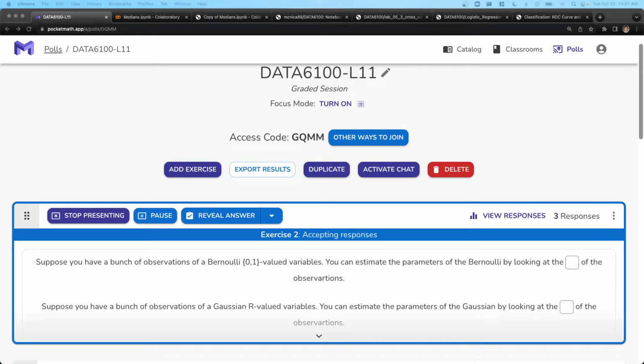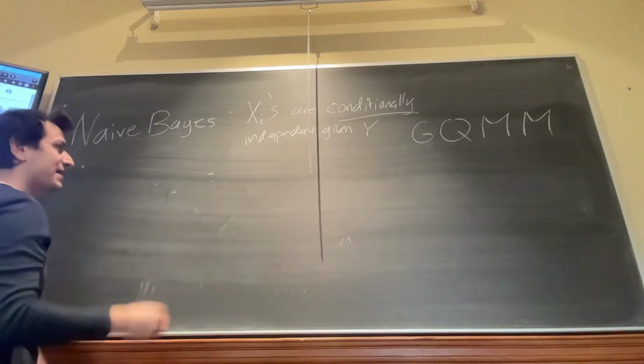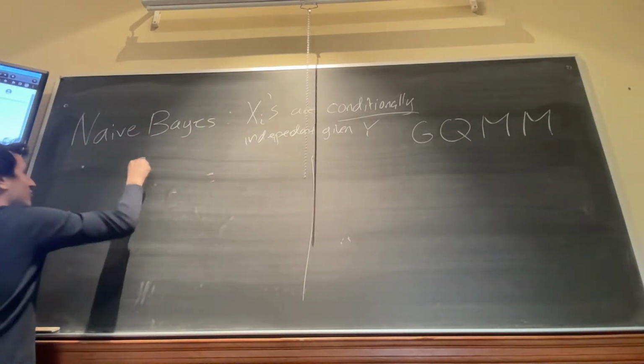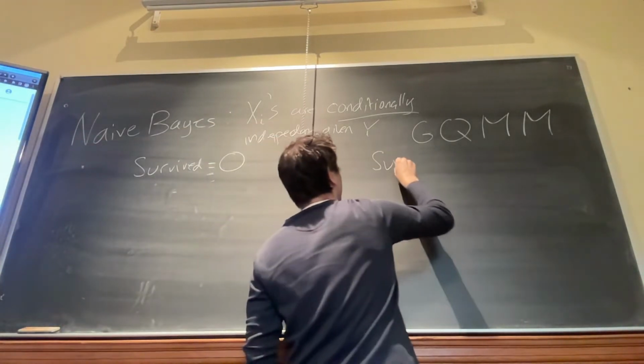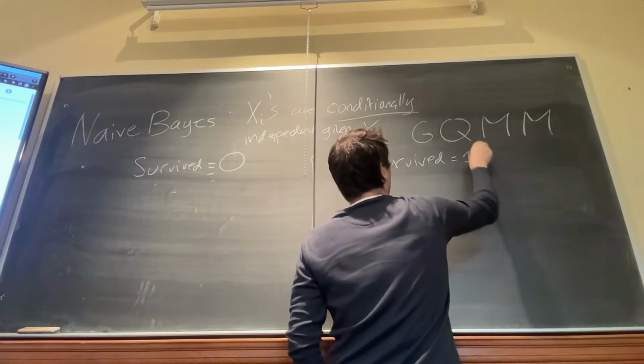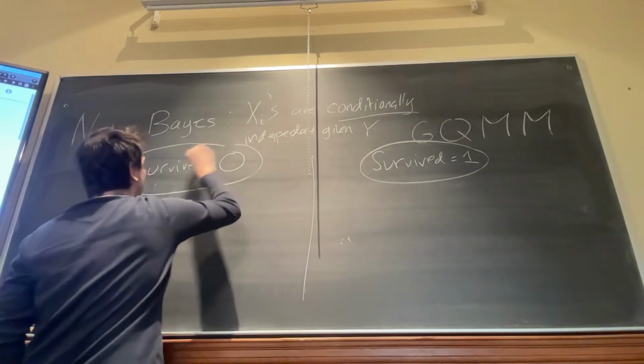We're just doing conditionally independent. So the xi's are conditionally independent given y. What does that mean in our Titanic problem, which is the problem we were working on? We sort of have two classes of people. We can divide everybody up into two groups. There's people who survived: let's do survived equals 0 on this side and survived equals 1 on this side. That's the y. So y is either 0 or 1.